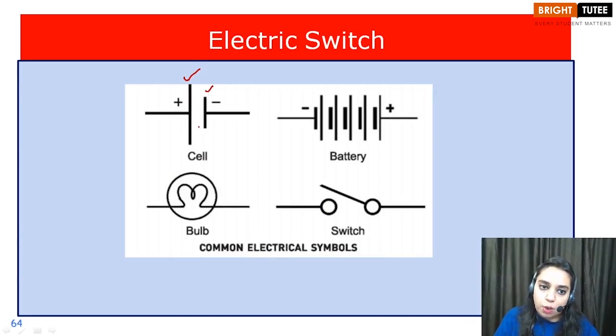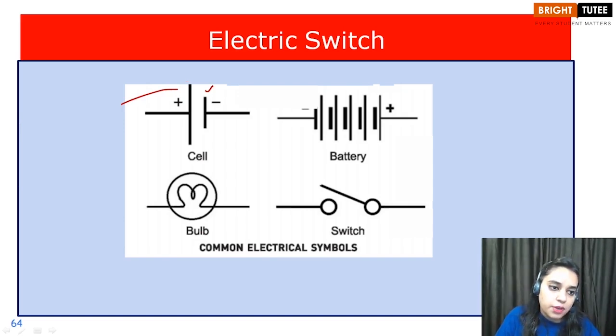So children, the longer line represents the positive terminal of the cell. Okay, children, whereas the shorter line, this line is slightly thicker as compared to the longer line. So we can easily identify it as the negative terminal. Right, children? This is known as the negative terminal. Then, children, we have batteries.